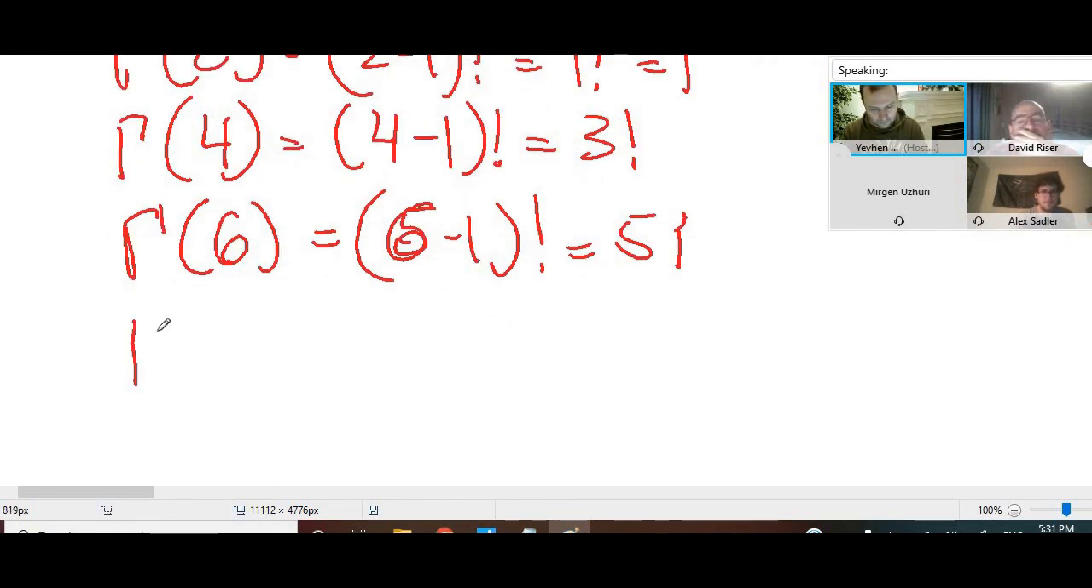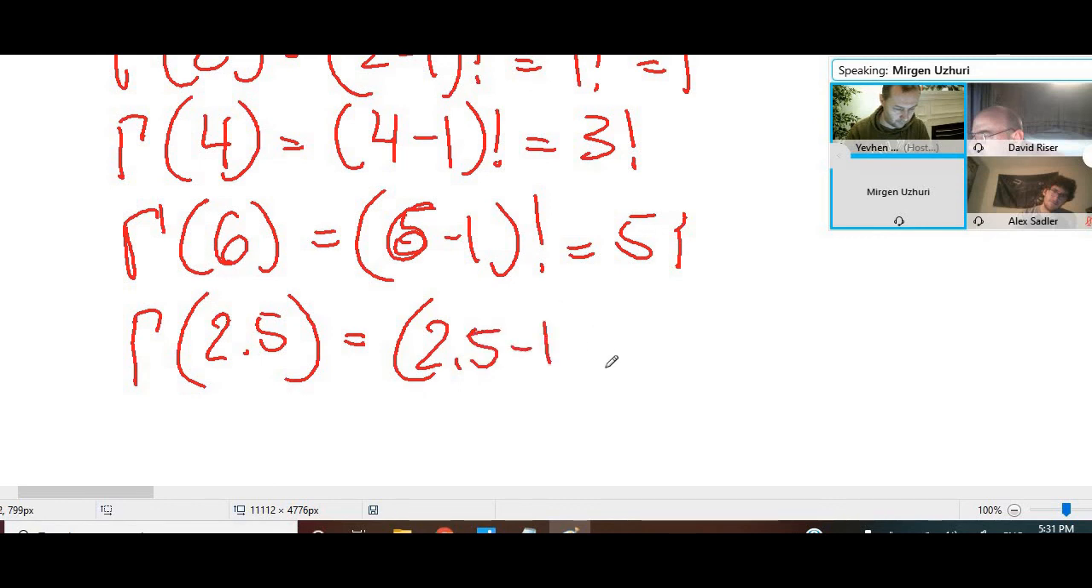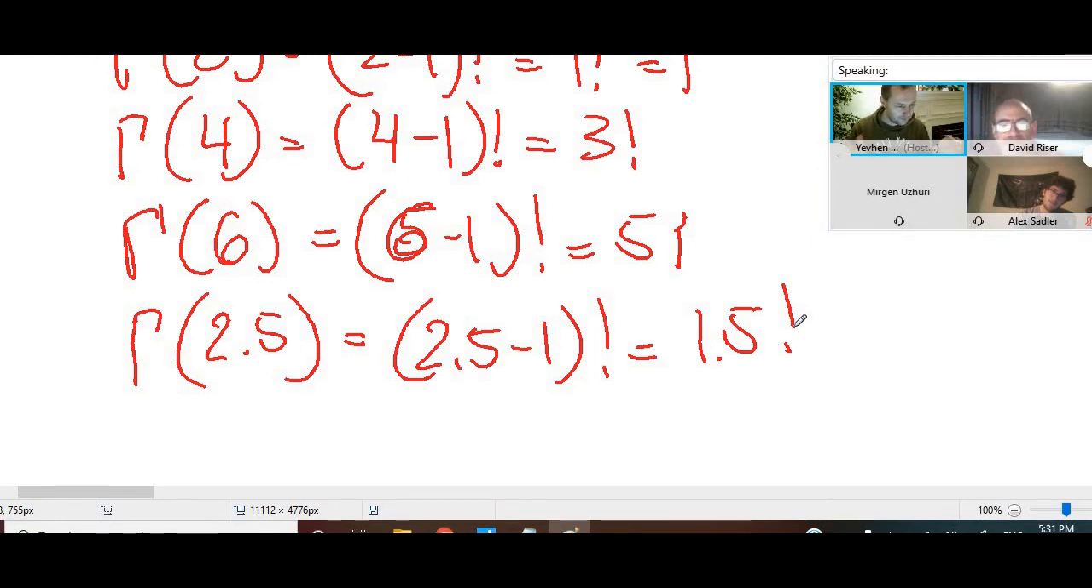We can figure out Gamma of, this is going to be bizarre, of 2.5. So Gamma of 2.5, follow the nose here. Just obey the formula. What is a Gamma of 2.5 in terms of a factorial notation? Just humor me here. It's 2.5 minus 1 factorial, which is 1.5 factorial. What does that even mean, right?